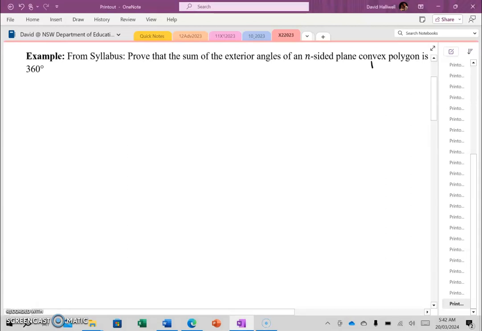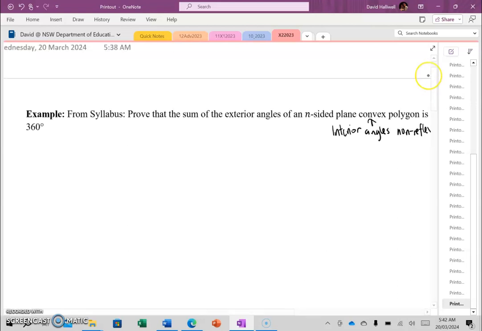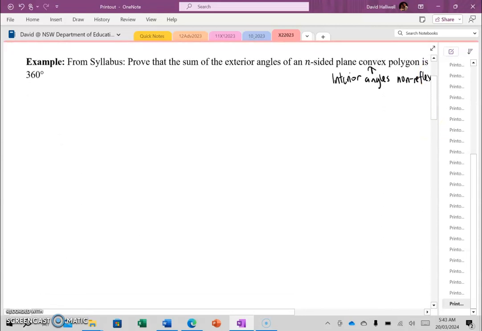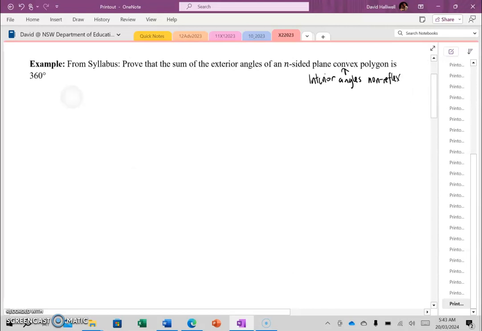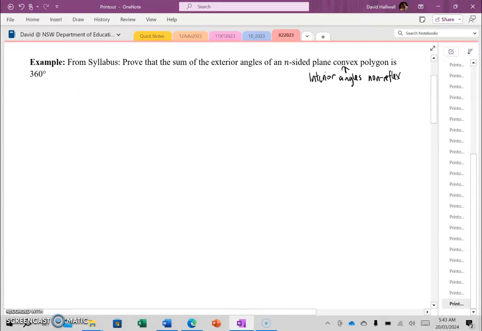Okay, just a quick recap. Convex means that the interior angles are non-reflex. Or sometimes another way of describing that is that the diagonals of the polygon are internal, they don't go outside the polygon.